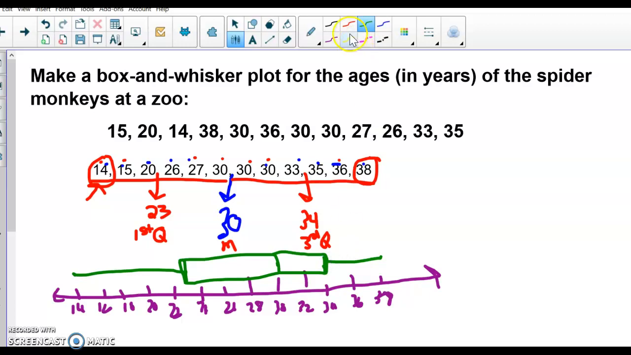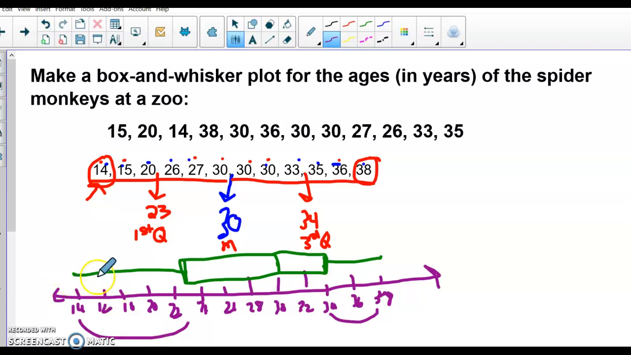Now, box and whisker shows variability, right? So if you look at my low whisker, 14 to 23, that's longer than my high whisker, 34 to 38. That means there's more variability between 14 and 23 than there is between 34 and 38. And you can even tell by looking at the numbers. 34 through 38, there's a 4 number difference. 14 to 23 is a 9 number difference. There's more variability in that.